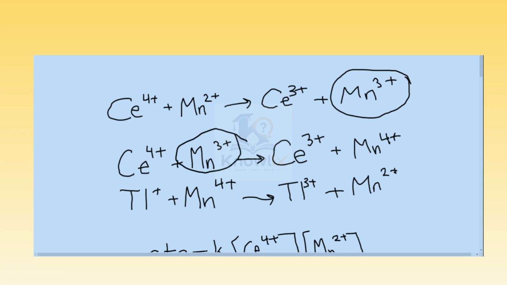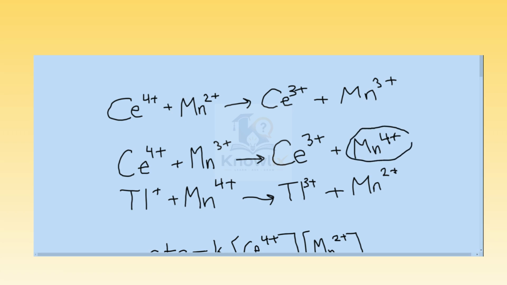So now let's take a look at manganese 3 plus. We see that we make it in the first step, and then it's consumed in the second step. So this would be an intermediate. It's produced, but then it's consumed in a subsequent step. So it will be gone by the time the reaction finishes. And same with manganese 4 plus, created in the second step, consumed in the third step.